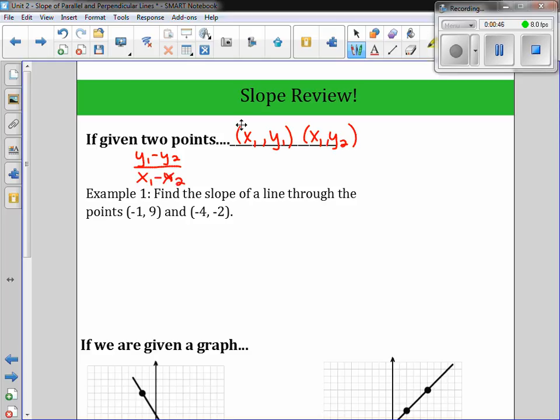Here we have an example where we are going to use these 2 points that are given to find the slope. The slope is also known as m. So m is equal to 9 minus negative 2 divided by negative 1 minus negative 4. Remember that double subtraction means that we have addition, so we have 11 divided by 3. So the slope of our line is 11/3.